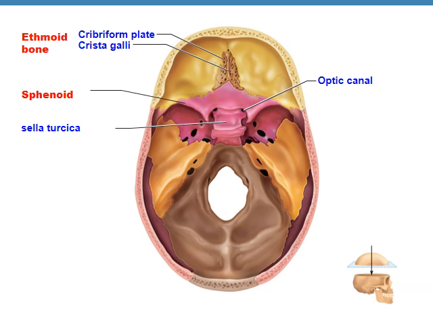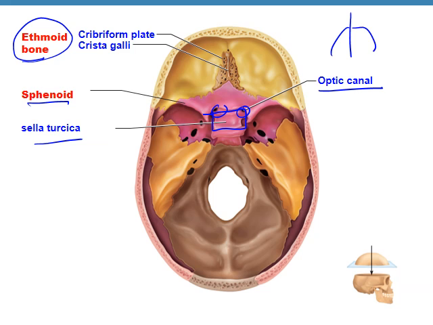Here's yet another view of the ethmoid and the sphenoid again. So again, here's the sphenoid, here's the sella turcica, here are the optic canals or optic foramina. Here is the ethmoid again. Now remember, the ethmoid had this shape, and we said the top section was the crista galli and the cribriform plate was this section here. You can actually see this if you take the skull cap off and look down into the skull. So this ridge right here is the crista galli, and all of this structure here is the cribriform plate.